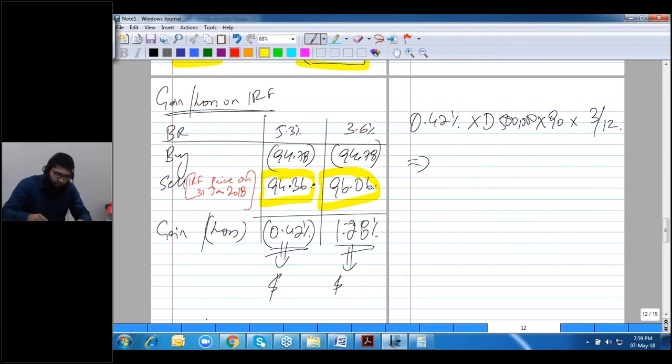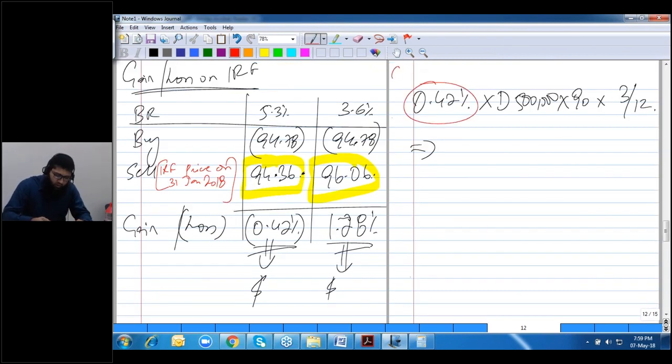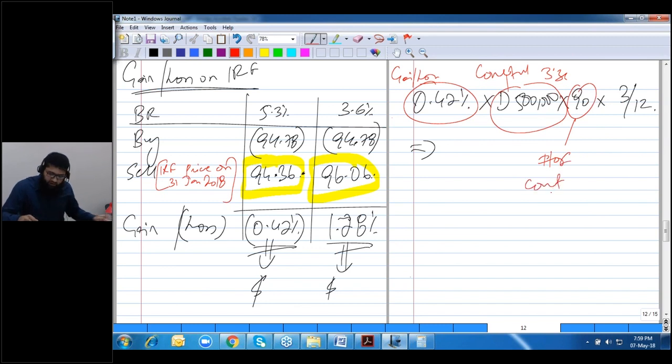This is your gain or loss in percentage terms. This is the contract size. This is the number of contracts. And this 3 upon 12 is going to be the period of the contract. So that's how you're going to calculate the gain.